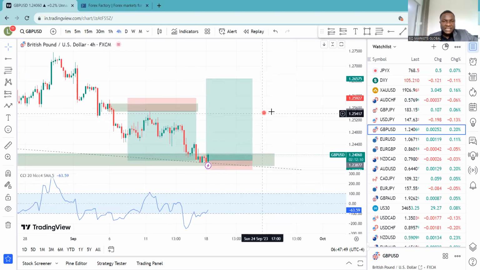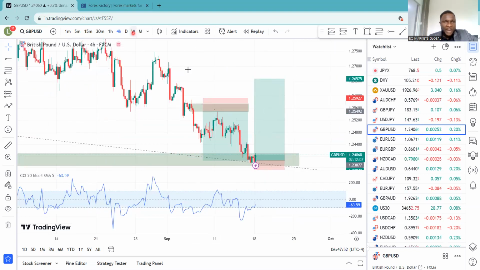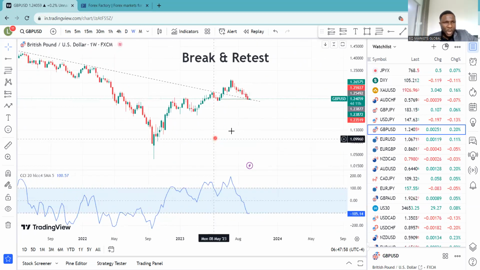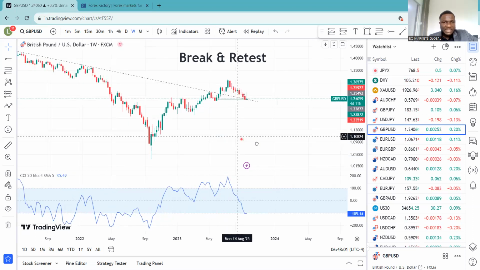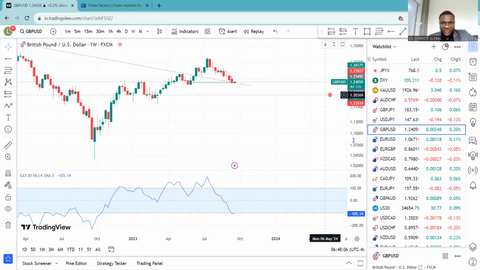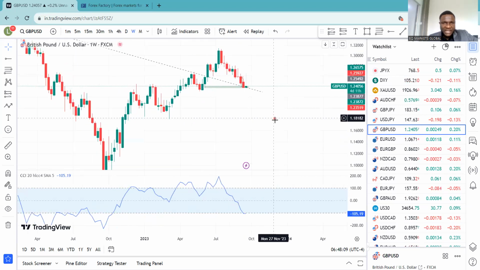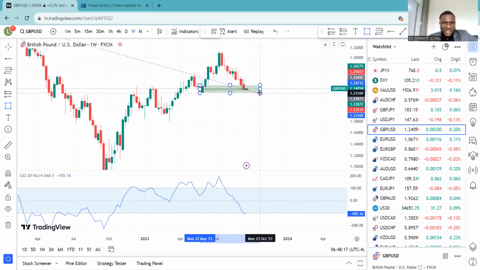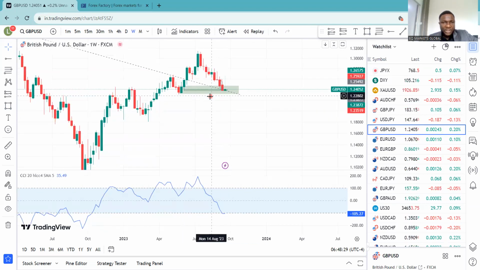All right, so yes. Remember, we were talking about a break and retest on GBP USD, and this had perfectly happened. Price came into the order block, our major point of interest that we were looking at here. If we want to look at a bigger order block on the weekly time frame, we would say that this is the bigger order block we can be looking at on the weekly time frame.